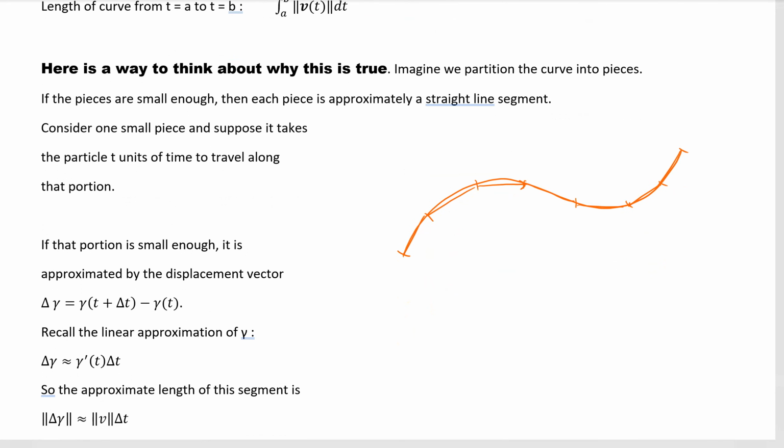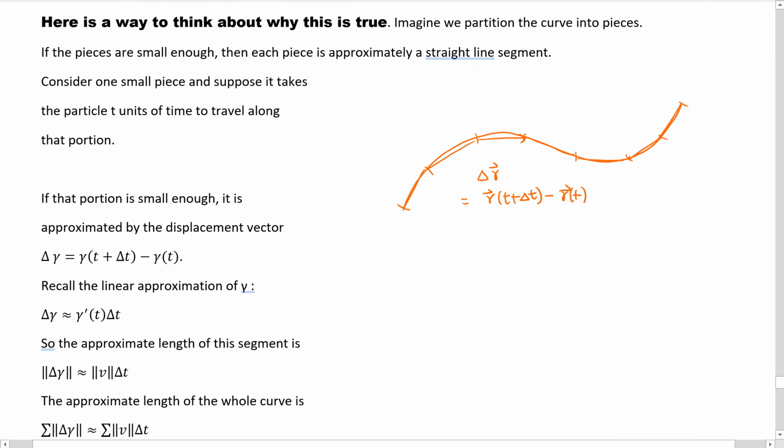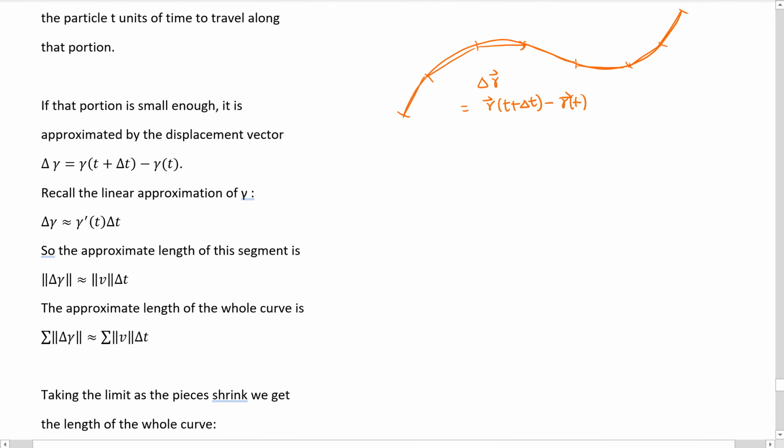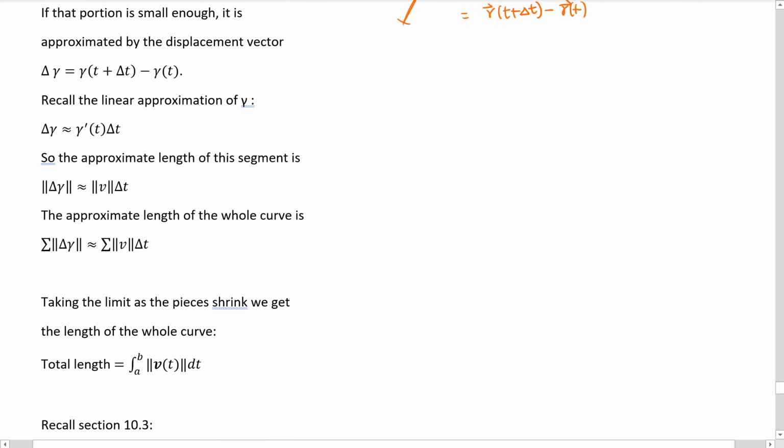So this is a displacement vector, change of gamma equals gamma of t plus change of t minus gamma of t. So we call the linear approximation change of gamma equals gamma prime of t times change of t. So the approximate length of this segment equals the length of the velocity times change of t. And then when we sum them all up, we get the integral of the speed. So this sum becomes the integral, and then we have the speed, and then Δt becomes dt.